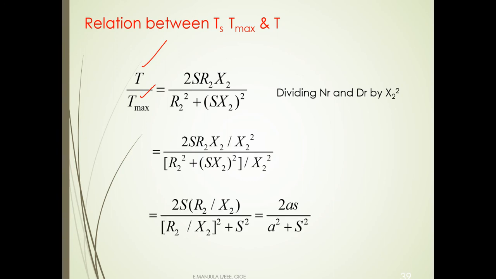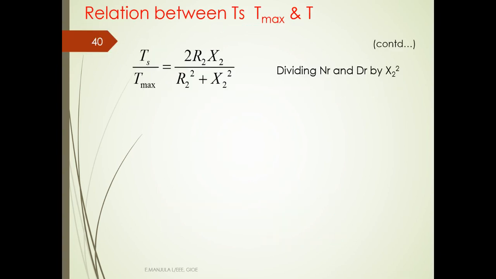By dividing numerator and denominator by X2, and taking R2 by X2 as A, we get 2 into AS divided by A square plus S square. This is a formula that you have to remember: T divided by T maximum is equal to 2 into AS divided by A square plus S square. So Ts divided by T maximum is equal to 2R2X2 divided by R2 square plus X2 whole square.